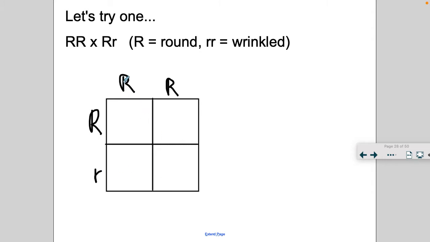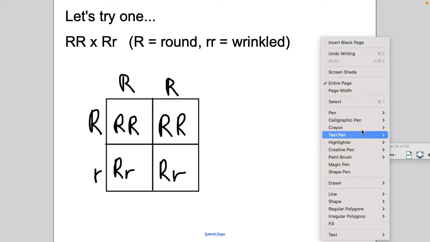And then the third step is you're going to fill it in. So remember, in offspring, you get 1 from each parent. So I'm going to write big R from the parent on top, and then big R from the parent on the side. Okay, let's just fill in this square down here. Big R from the parent on top, little r from the parent on the side. This square, big R from the parent on top, big R from the parent on the side. And down here, big R from the parent on top, little r from the parent on the side.